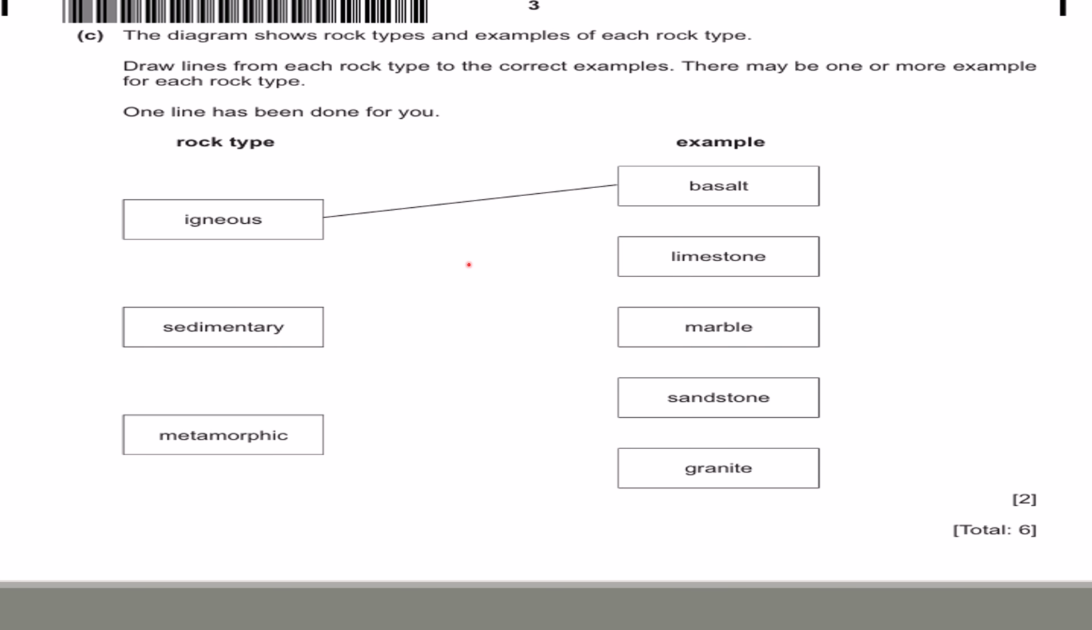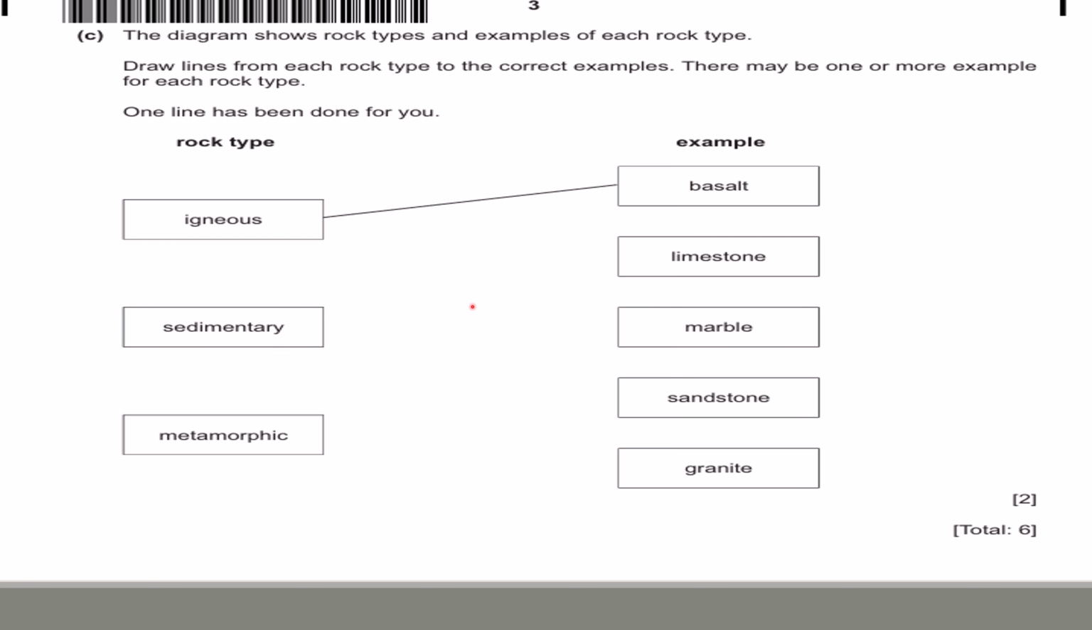One line has been done for you as an example, like igneous, basalt. This means you can match more than one example to a single rock type. Not every example may belong to a different category. You must draw clear lines, not write explanations.